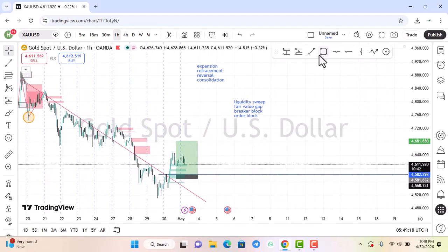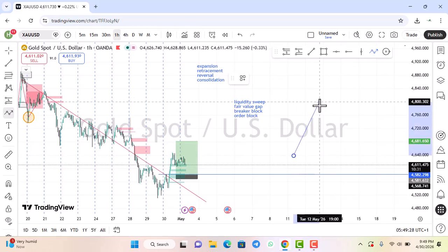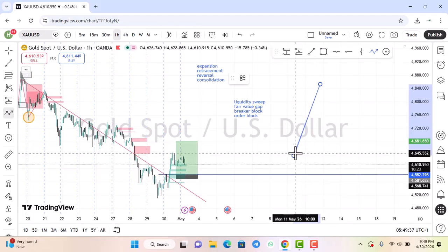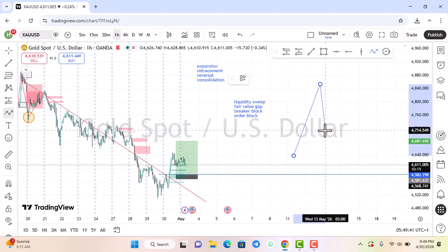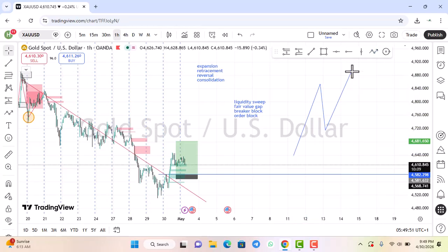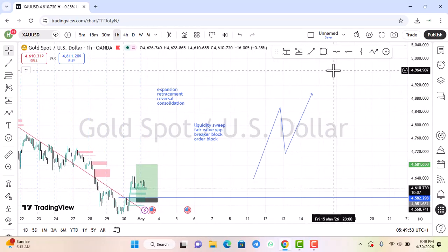It is when price finally decides to start moving in the direction of the trend. Let's say, for example, you have your expansion to the upside, then you have reversal. Then after this reversal, price continues to go up. That is what we call retracement. So this is what we call retracement.